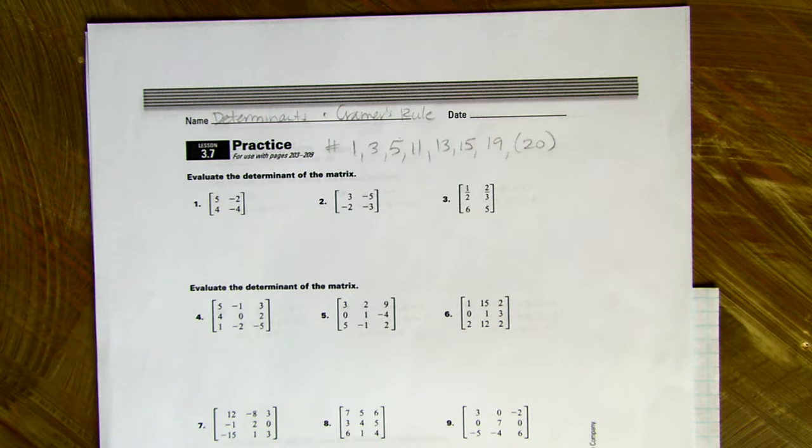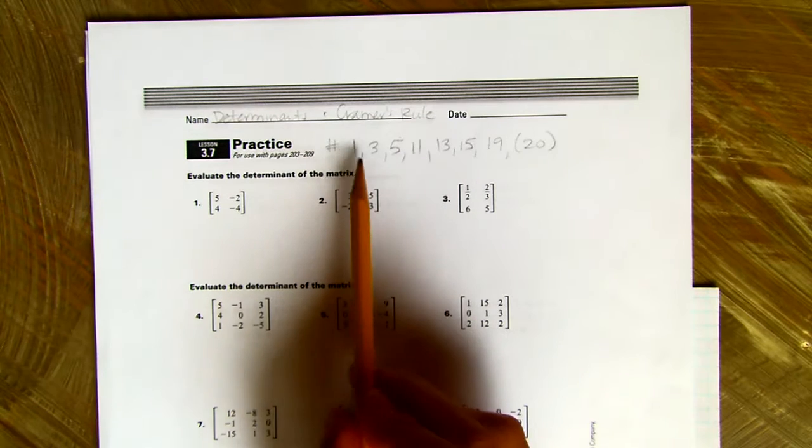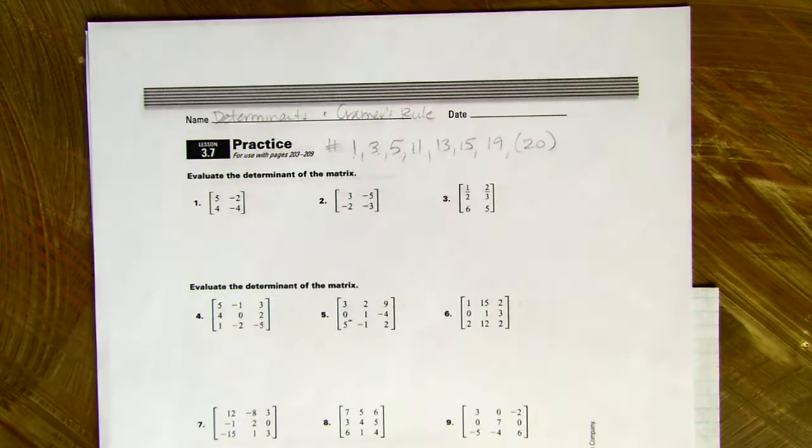Okay, 3.7, determinants and Cramer's rule. This is a little more complicated, takes a little longer, so you're only going to have to do a few. And what we're really shooting towards is how do we solve equations with lots of variables?